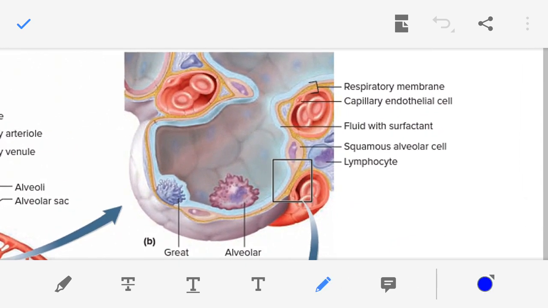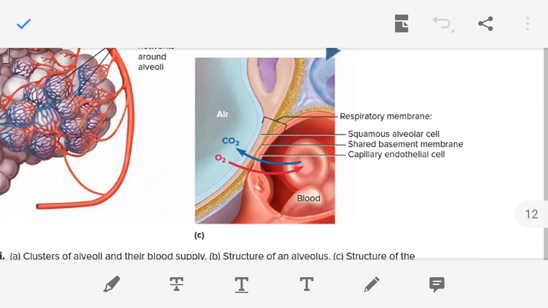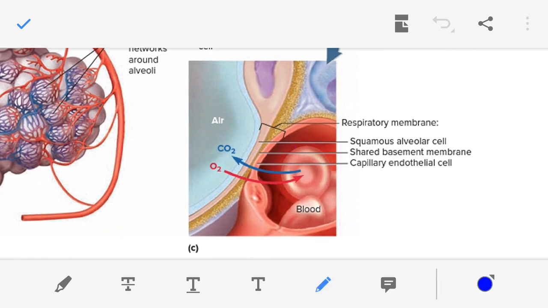Here, this is the alveolar space. Here the oxygen is present. This is the capillary blood in which CO2 is present. This membrane is the respiratory membrane, and on this membrane the exchange of gases takes place. So here you see, this one is the blood capillary and this one is the alveoli. In the alveoli, you see the oxygen is entering into the capillary blood, and from the capillary blood CO2 is entering inside the alveoli.